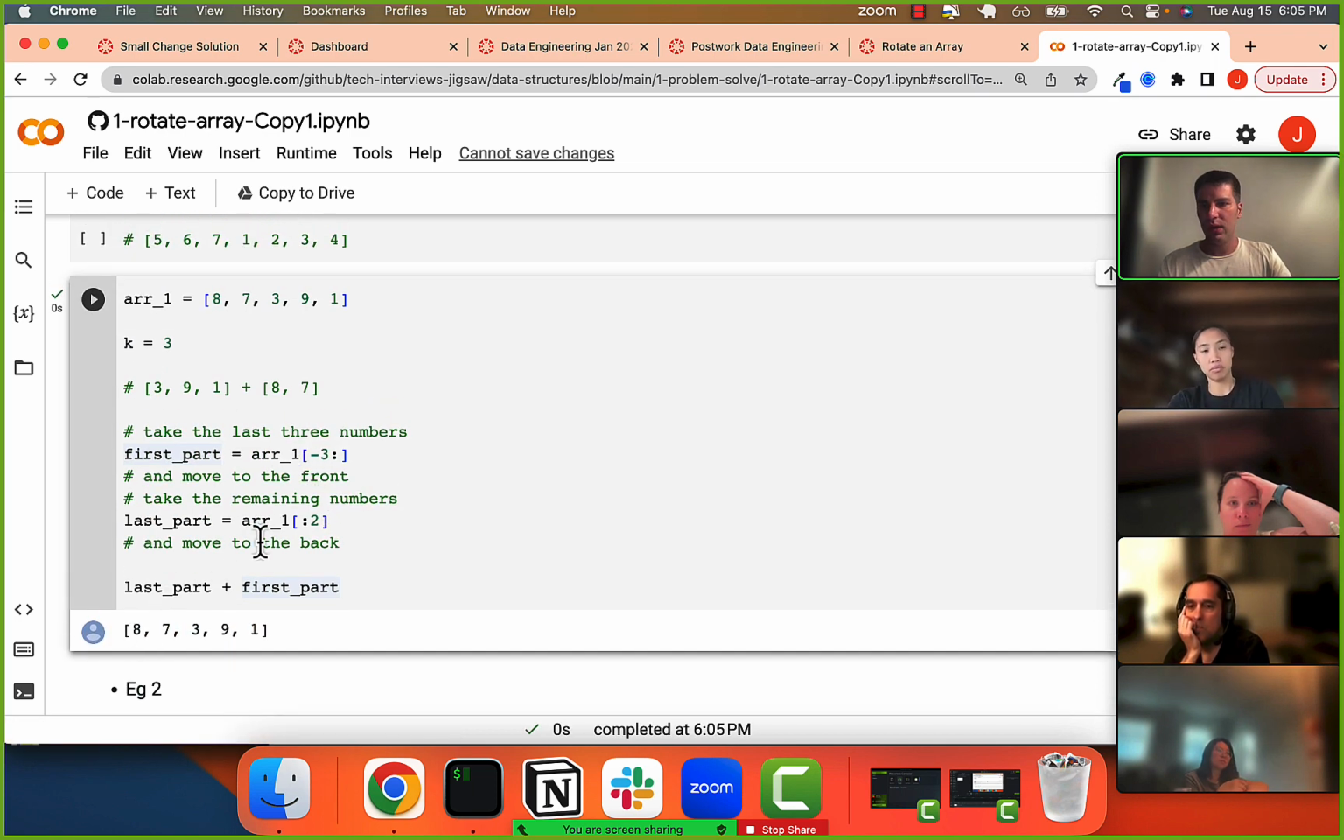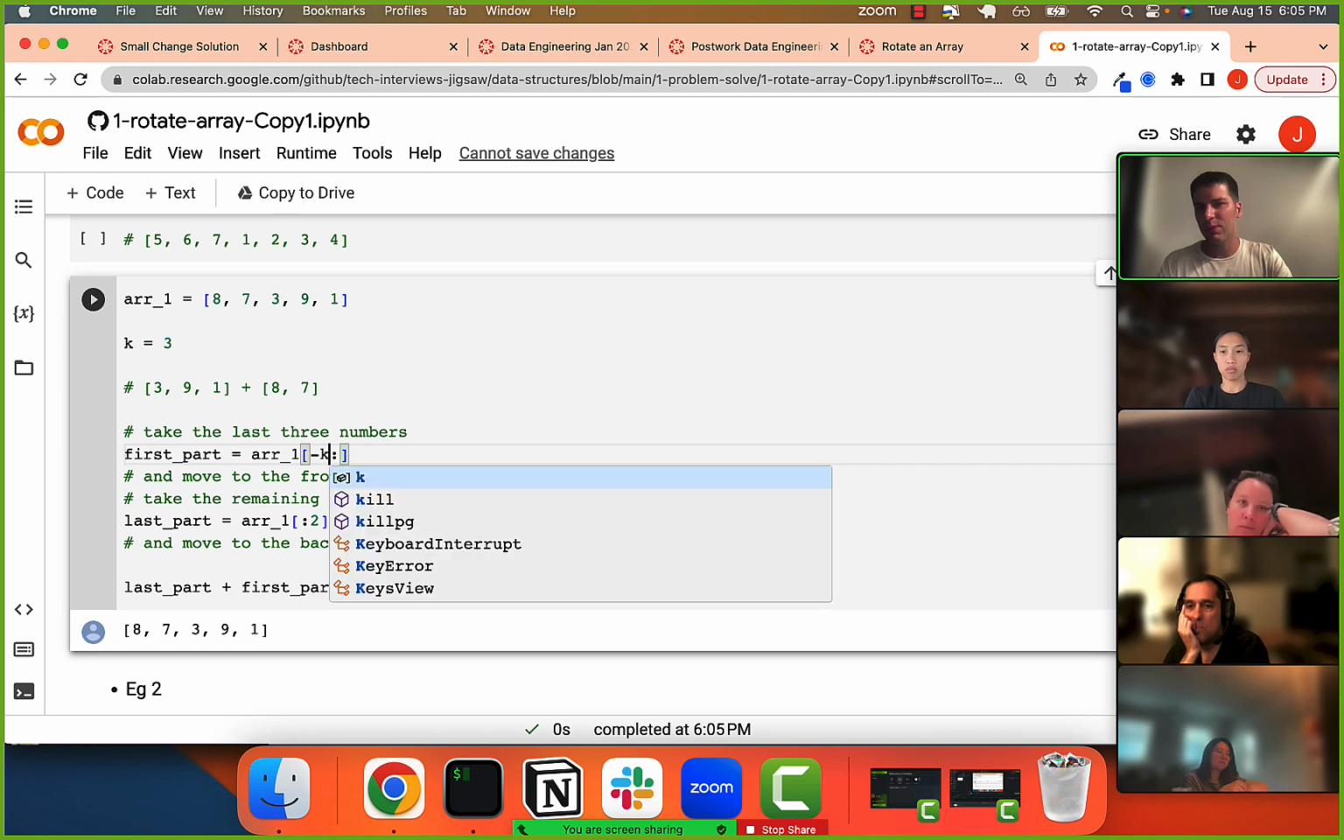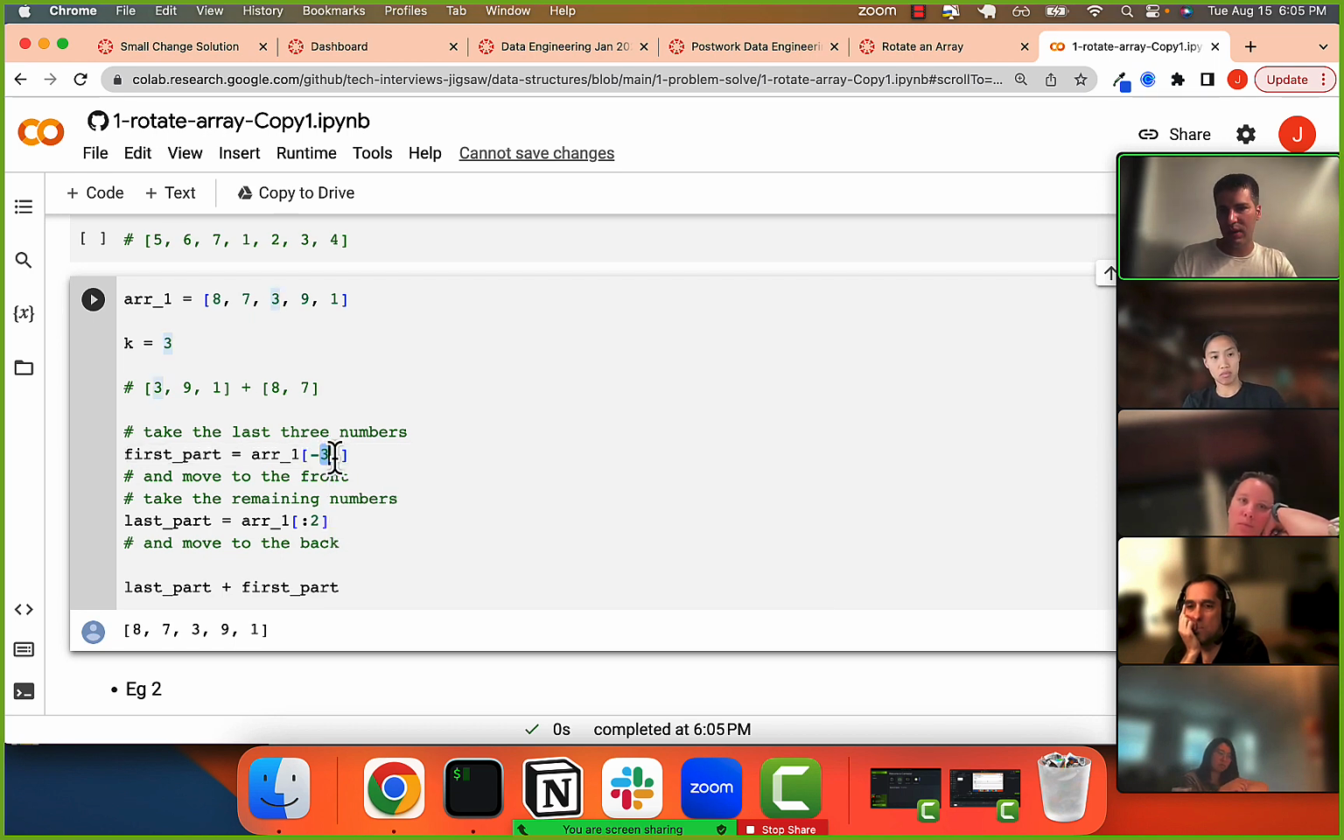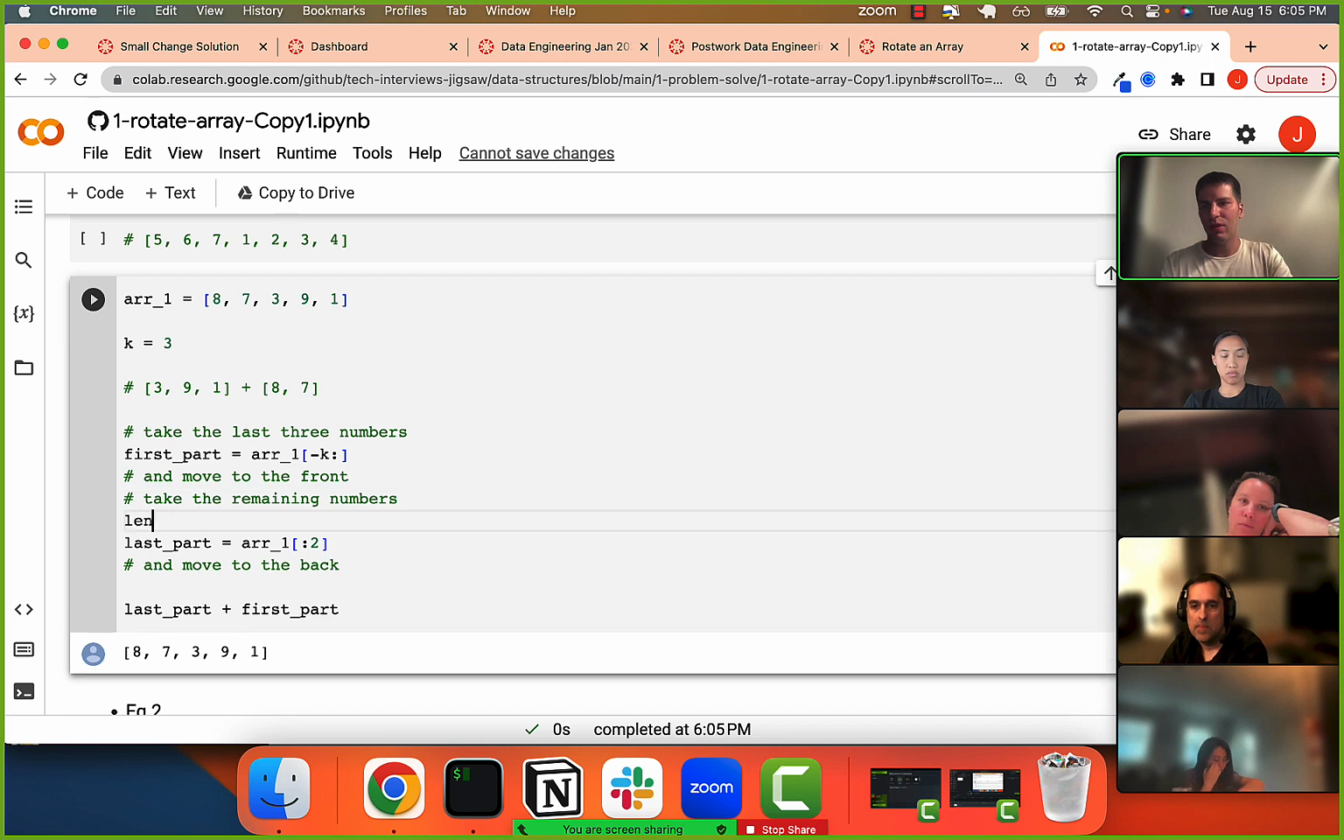But what we want to do is put this in terms of k. So this part's easy, right? Because you can just see the pattern. And -3 turns into -k is the last 3 numbers. And then this one's a little harder, but what it seems to be is the remaining numbers. So what are probably the remaining numbers? Up until the last 3. So it means take the length of the list minus those last 3. So that's how we can probably get to the length of array 1 minus k should give us 2. And I'm guessing that's it.